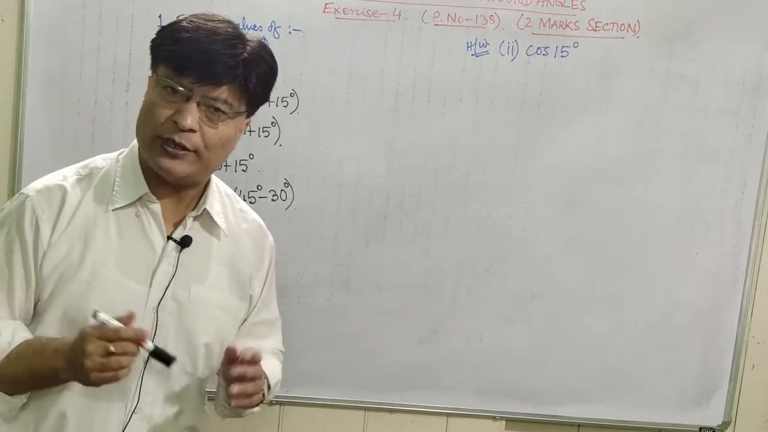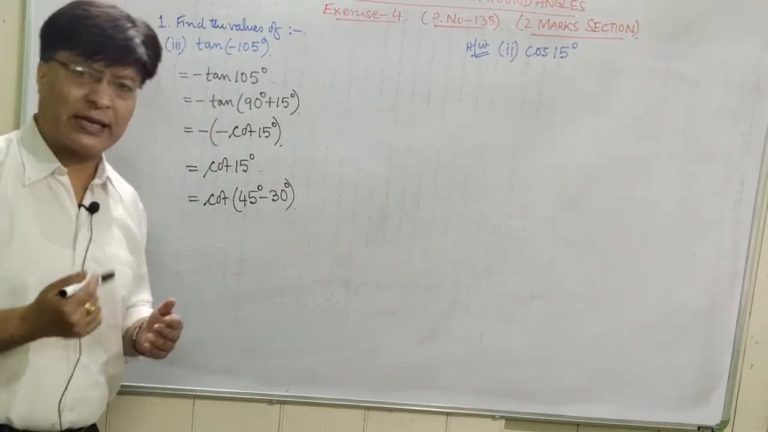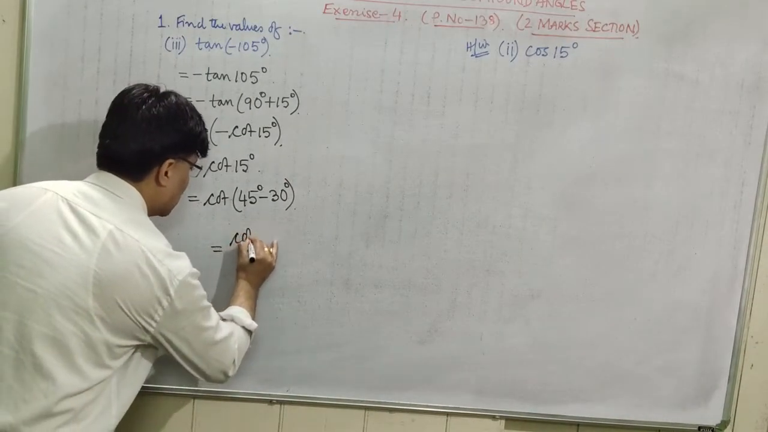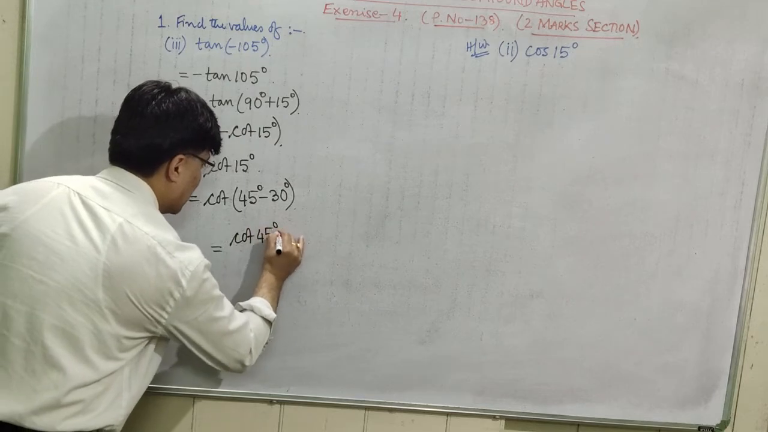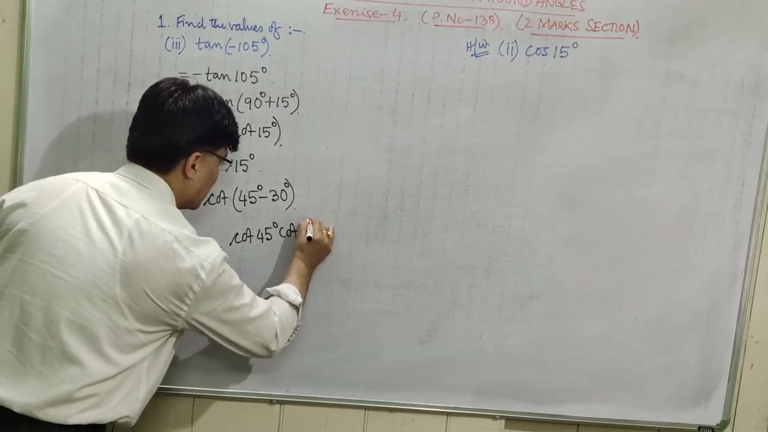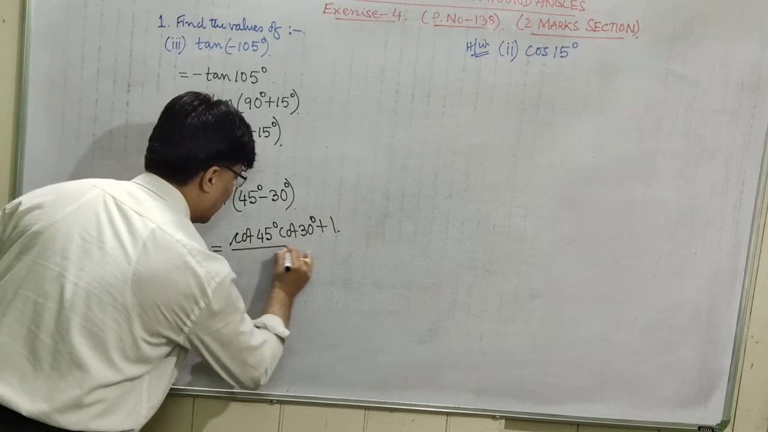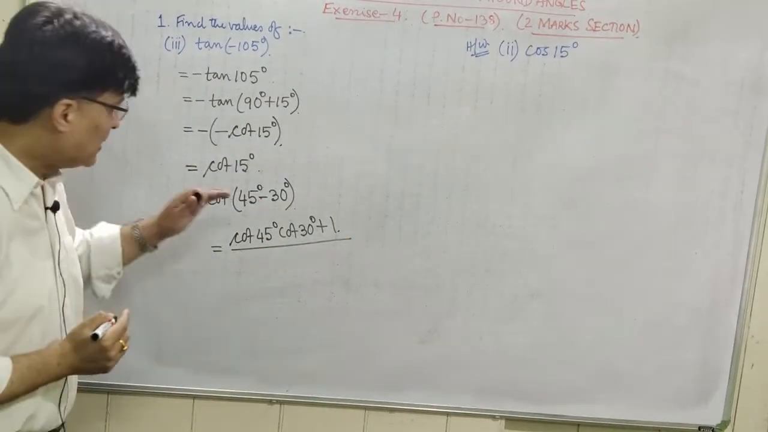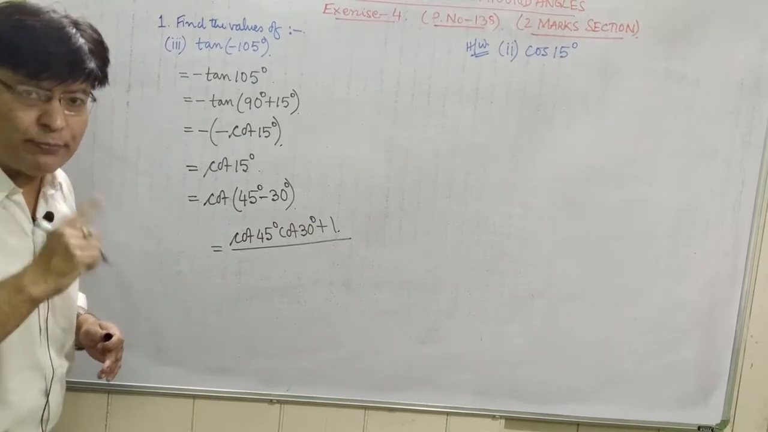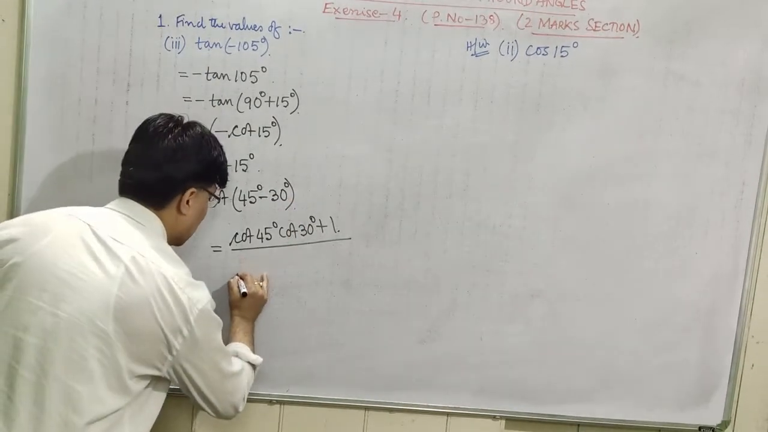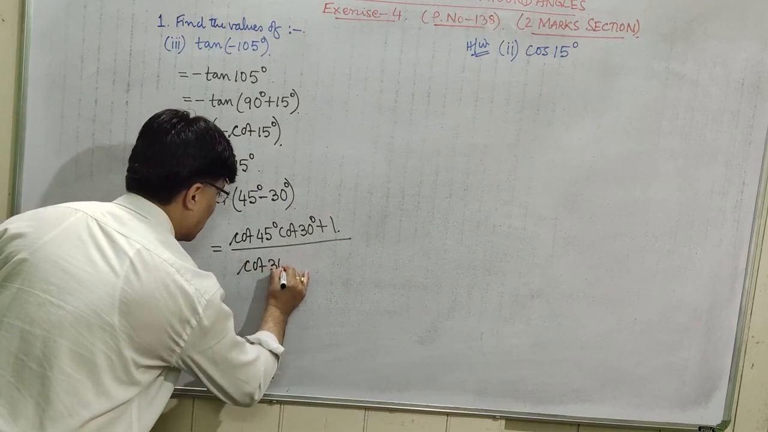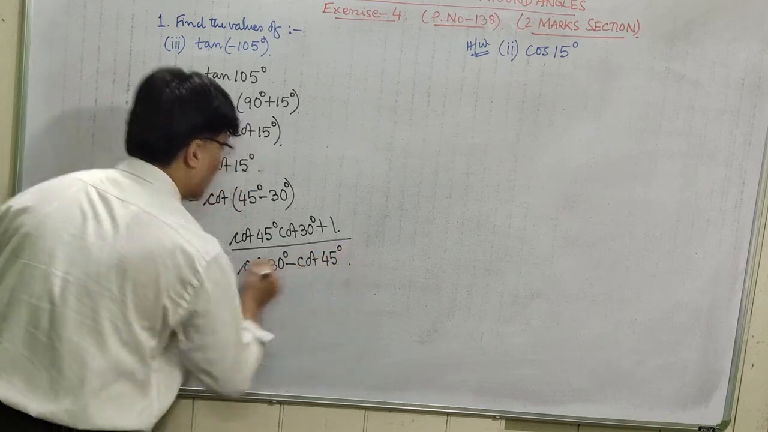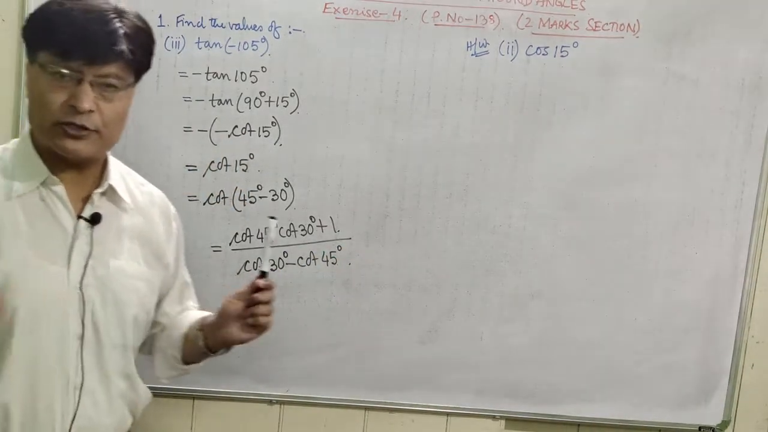So you should know the formula. What is cot of a minus b? In the last online class we did it. So cot of a minus b is equal to cot a cot b plus 1, divided by, if there is a minus sign here, the minus sign should be in the denominator. And in the denominator, what do we write? Cot b minus cot a. Here b is 30. So here cot b is cot 30 degree minus cot a is cot 45 degree. So I think you have understood it.